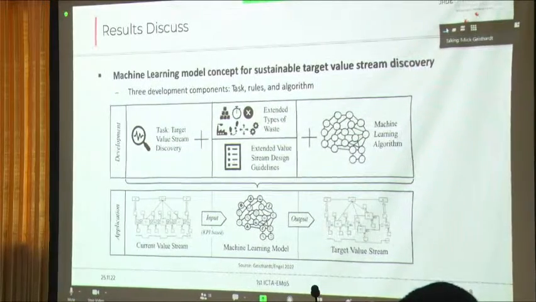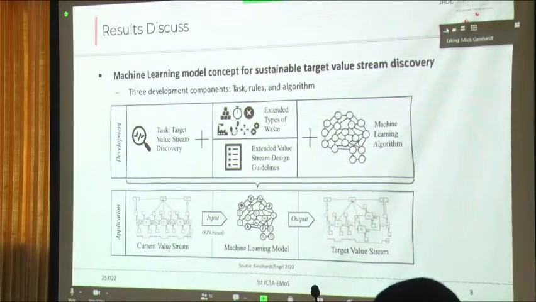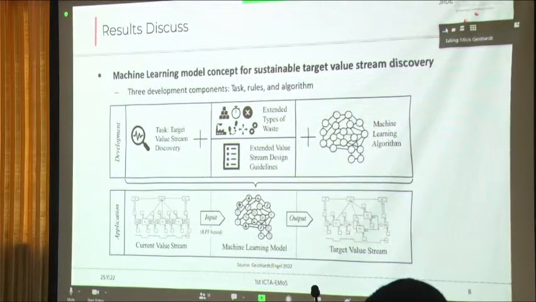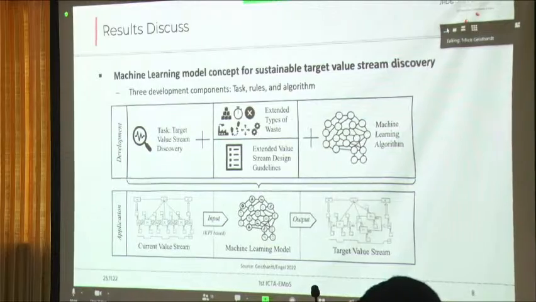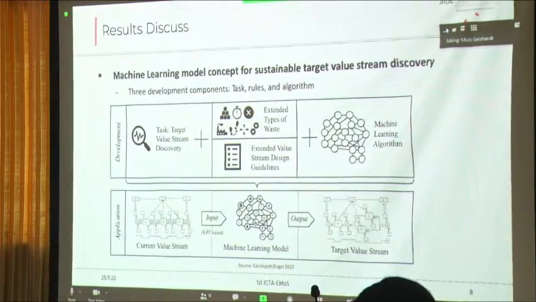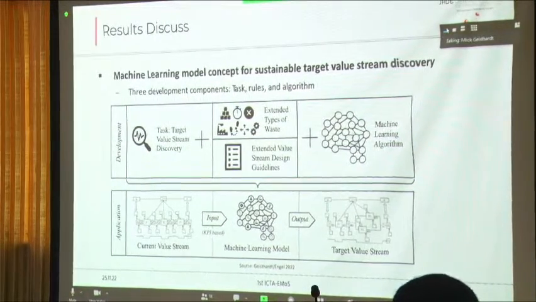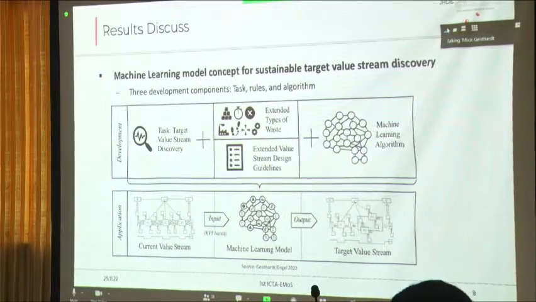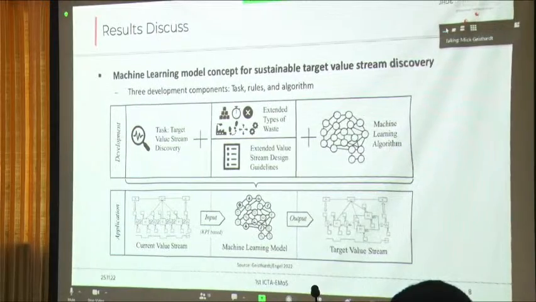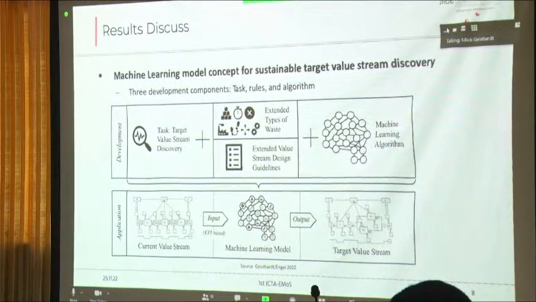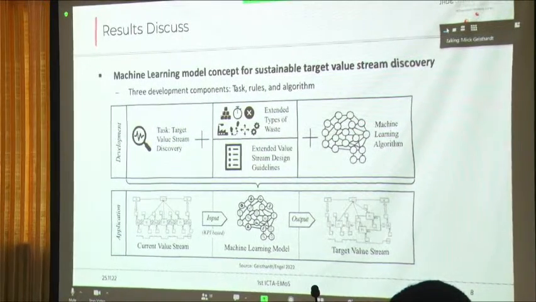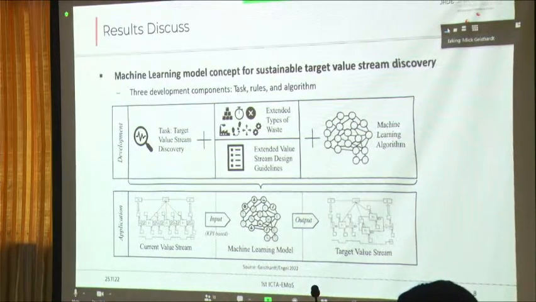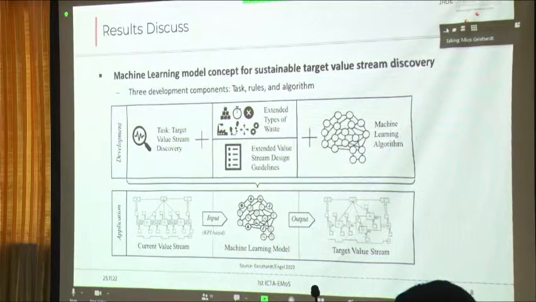Then as a second component, we need rules according to which the digital application is supposed to solve these specific tasks and of course be able to learn. These rules are on the one hand the traditional forms of waste, but also extended, and the guidelines which are used to perform the transformation. As the third component, we have the machine learning algorithm, which we have not yet decided on, which would be the perfect fit. But basically, we have the three top categories of supervised, unsupervised, and reinforcement learning.